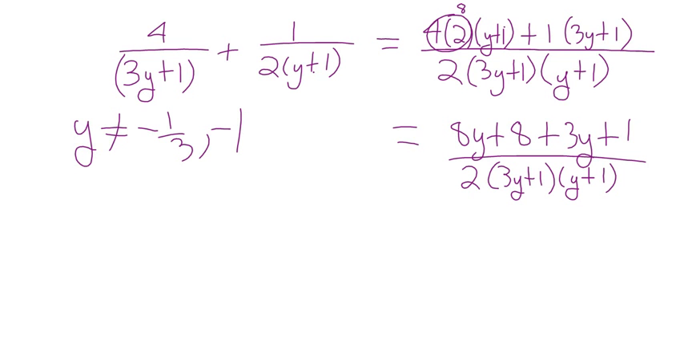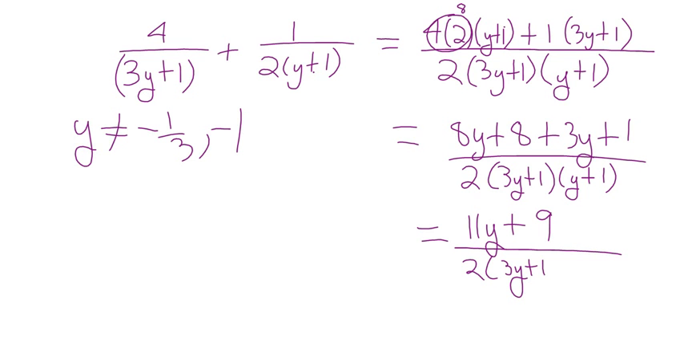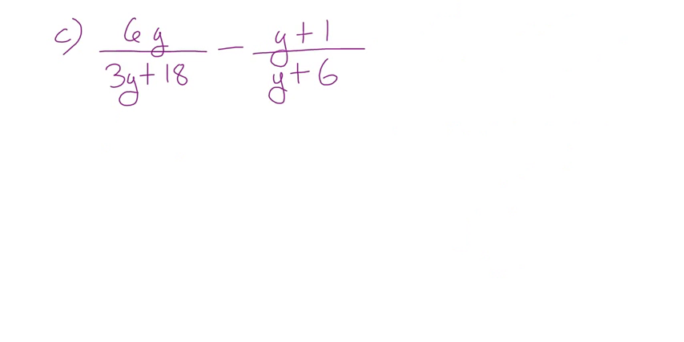Okay, and now we collect like terms, and we get what? 11y plus 9 over the denominator, and as it turns out, no, we can't get rid of the 2. Okay, this makes sense? I'll pause it, let you write down. Bring your stuff in and rejoin us.